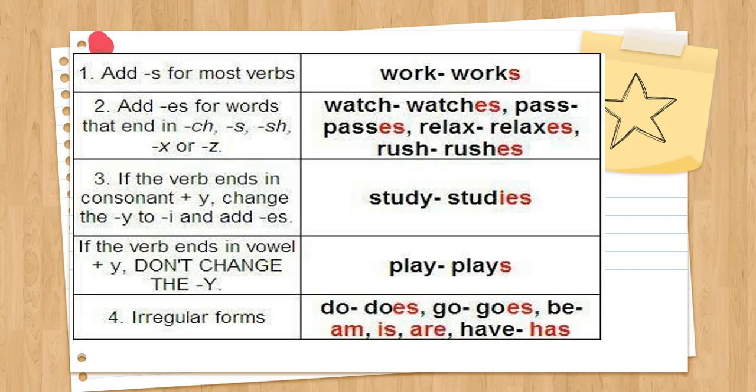Okay, he. And you also have the verb be, and the conjugation am, is, are, depending on what subject or what pronoun you are using. Okay, I am, she is, he is, they are, we are, you are. With the verb have, you need to change it for has. Okay, if you are using he, she, or it, you need to use has.